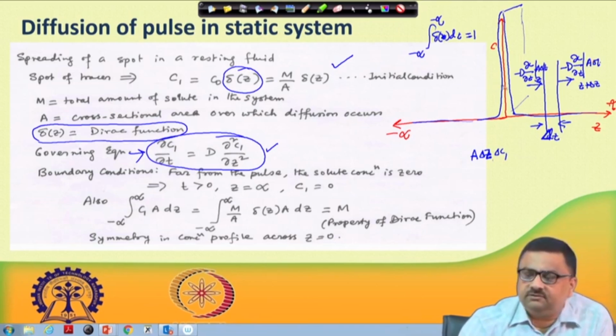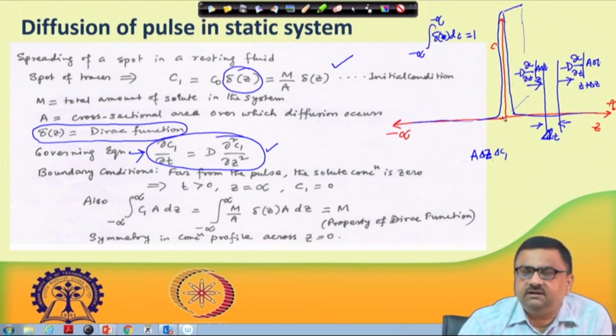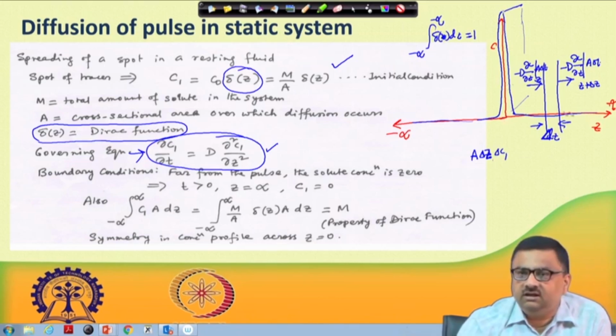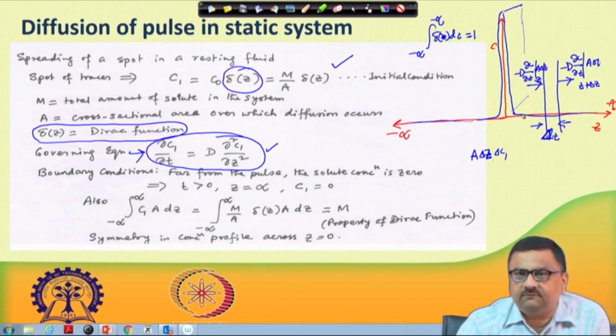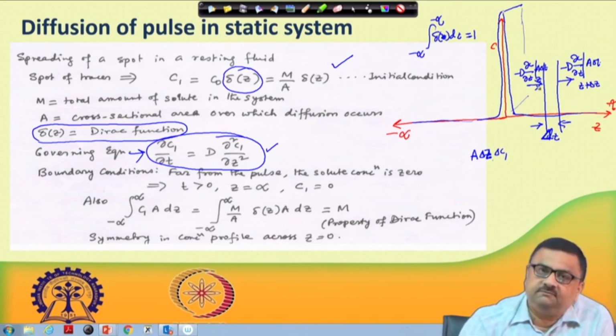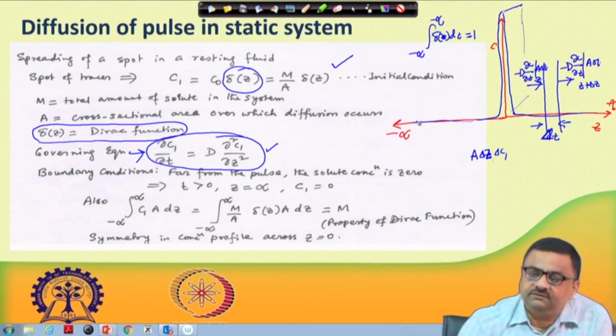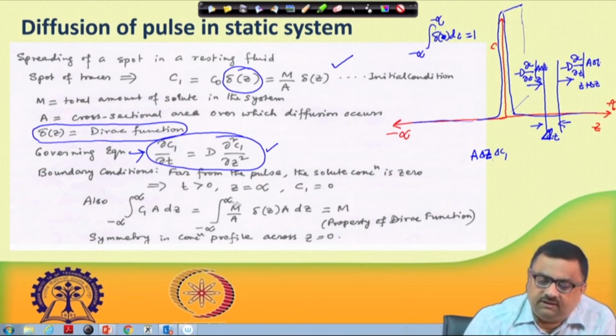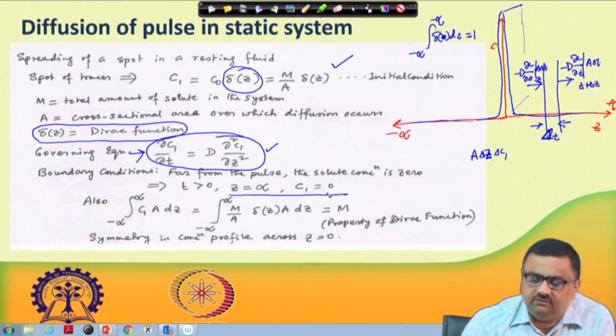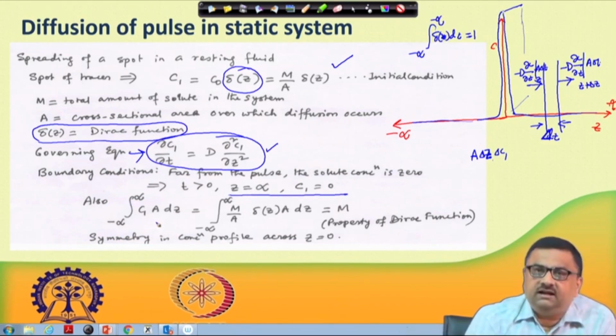Right part of the problem. If we solve only the right part, that means from z equal to 0 to z equal to infinity, and get the concentration profile for the right part, we can simply take the mirror image of it and construct the left part. That is why at z equal to plus infinity we are looking at C1 equal to 0. The other condition here is the integral from minus infinity to plus infinity of C1 A dz.